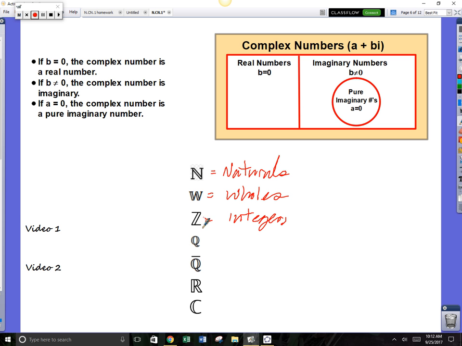Okay, integers. And Z is really weird. Z is like the German word for integer, which starts with a Z. So we use Z because the German guy, we give him credit. Okay, Q.